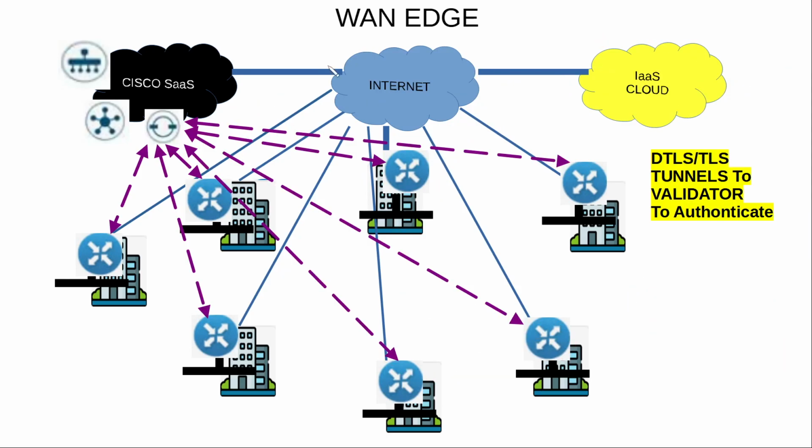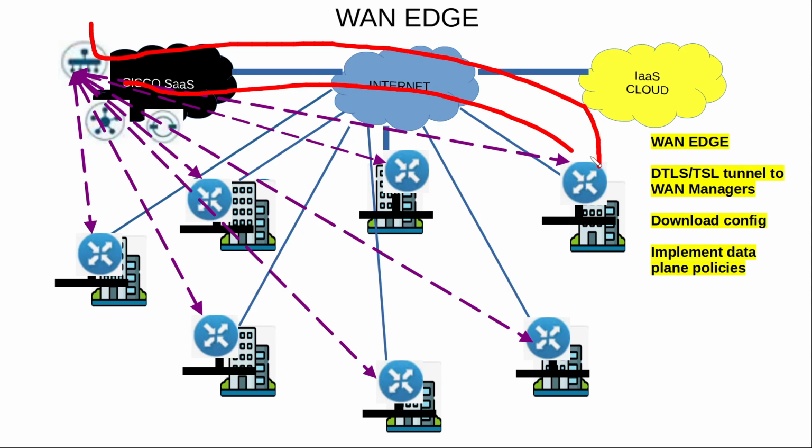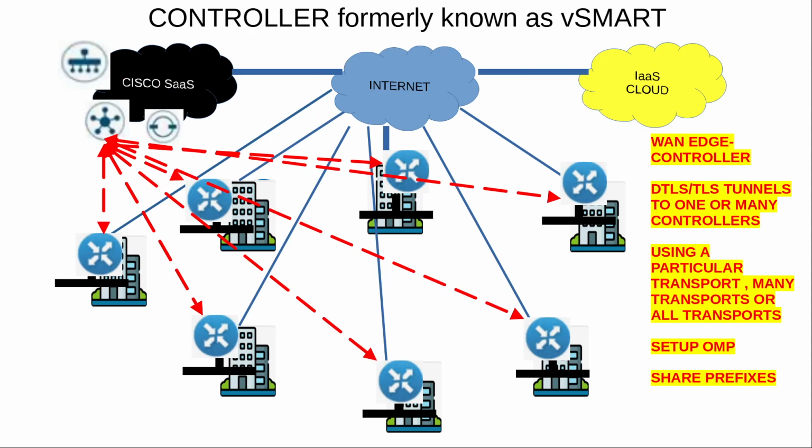So the first step, as you know, is establishing a DTLS or TLS tunnel with the validator in order to authenticate. Then, after the authentication is successful, the WAN edges will establish a DTLS or TLS tunnel to a manager. At that point, the manager will be able to push the configuration to this WAN edge device along with policies. Then the device will establish a DTLS or TLS tunnel to one or many controllers depending on your configuration, using one transport or as many transports as you want, depending on your configuration as well.